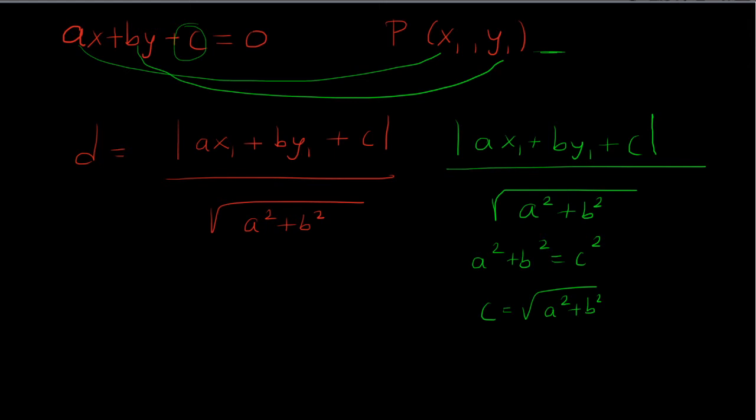Another thing I should point out is if I let x1 and y1 be the origin, the distance becomes just the absolute value of c all over the square root of a squared plus b squared. Okay. Now let's look at some examples.